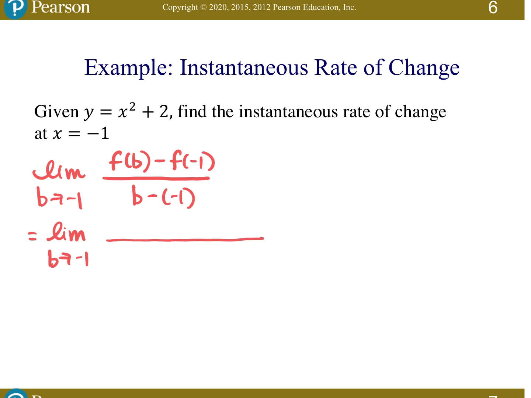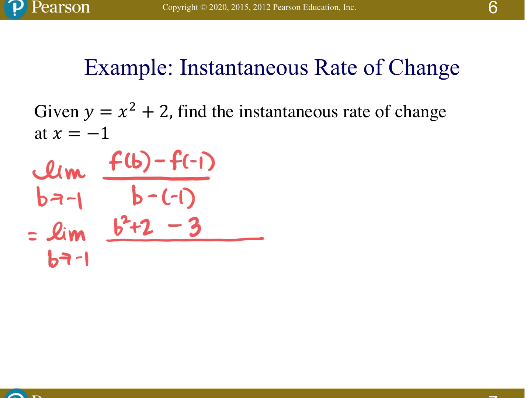So f of b means plug b into the equation. When I plug b into the equation, I get b squared plus 2, minus f of -1. And what do I get when I plug -1 into the equation? I get 3.